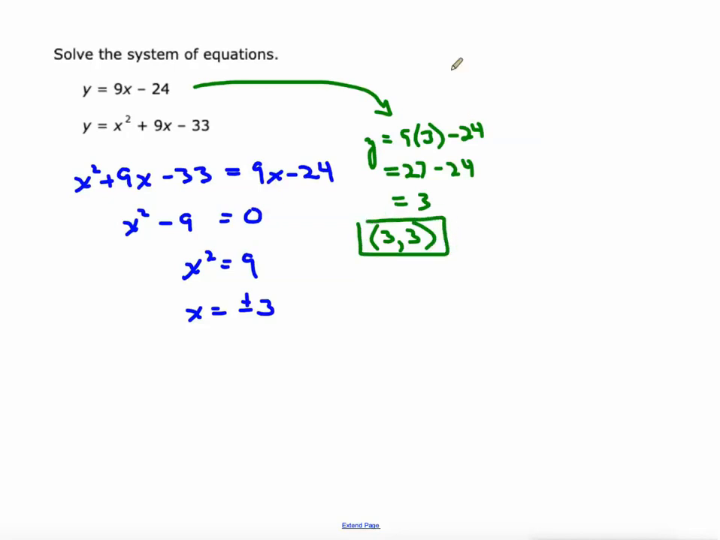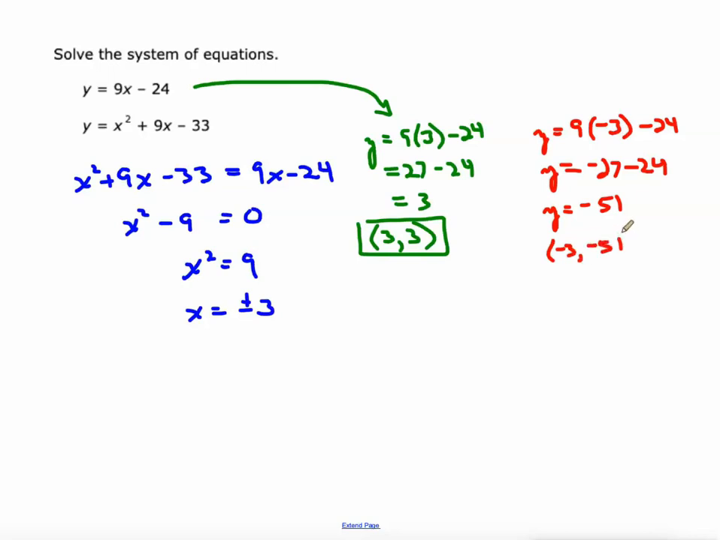But there is another value of x. So let's do this again with that second value of x. 9 times negative 3, because x could be positive or negative 3, which is negative 27 minus 24, which is negative 51. So the point negative 3, negative 51 is also a solution to this system of equations. So this one's got 2 solutions. They're both points.